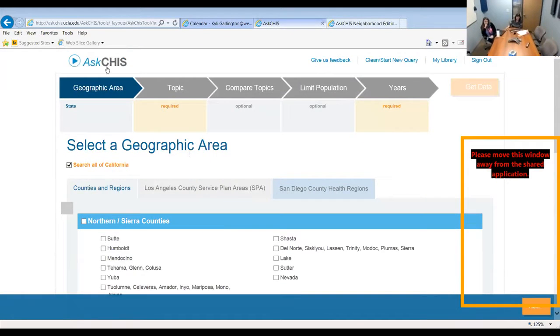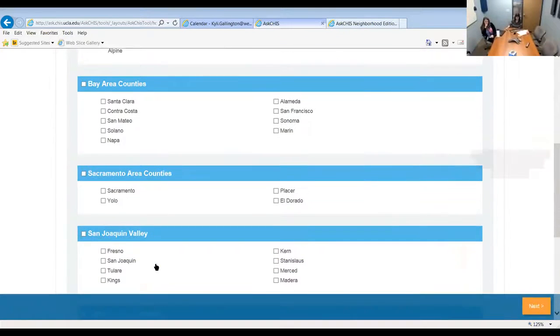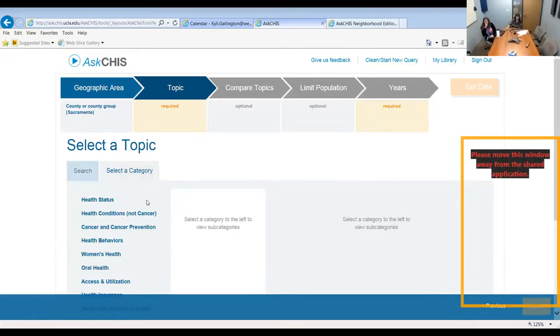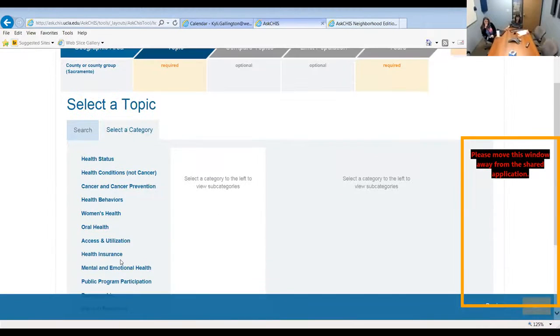Same thing, I'm at the Ask CHIS. You're going to need to create a username and password to use the CHIS system. It's free, but you will need to log in each time that you use this data. So instead of searching all of California, I'm going to look just at my catchment area, which is Sacramento. Next. I'm going to select a category that I want to look at, and I am going to go with tobacco use.